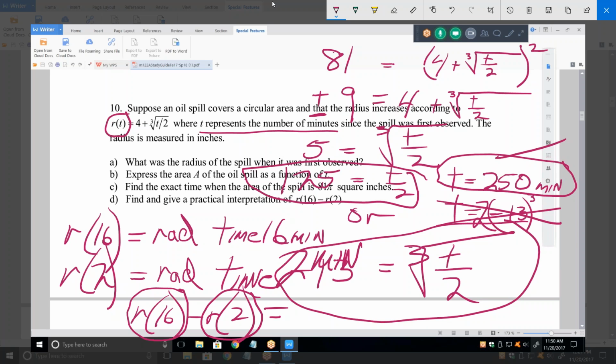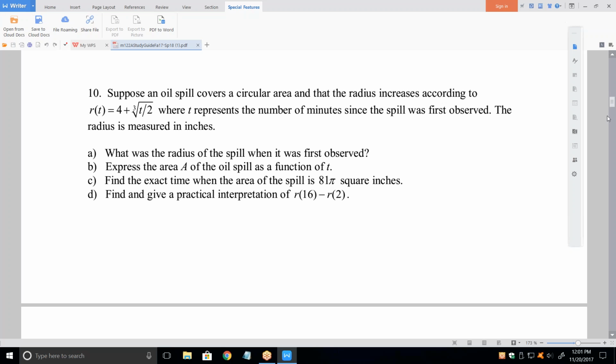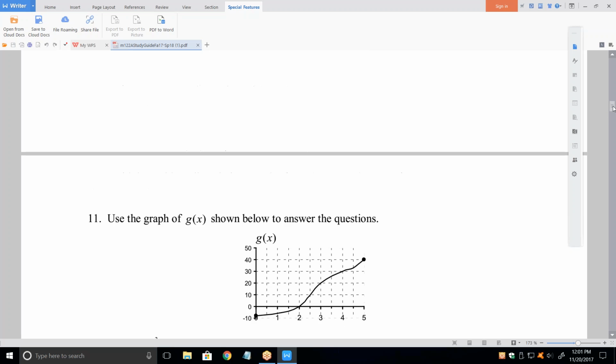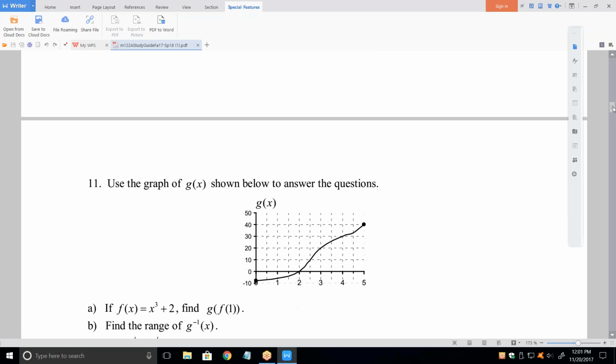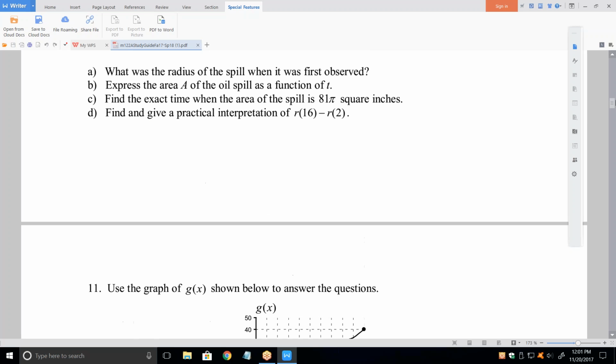All right. A nice round number to stop on. We won't forget that we got through 10. Okay, good. Especially when I look at 11. 11 is just a graphing type problem. All right.